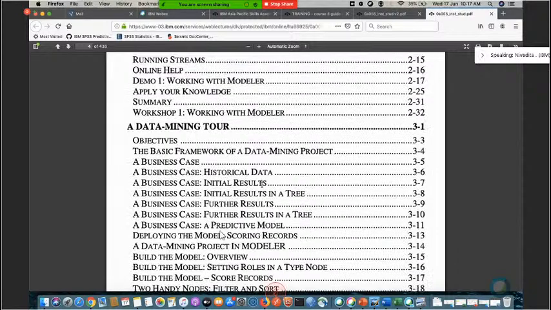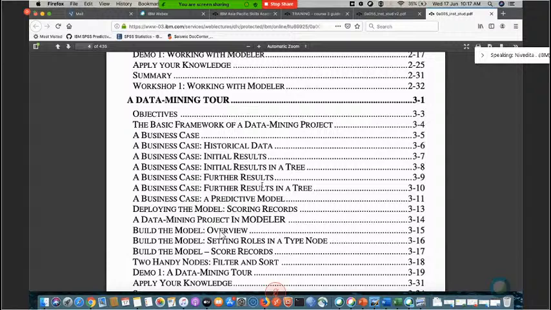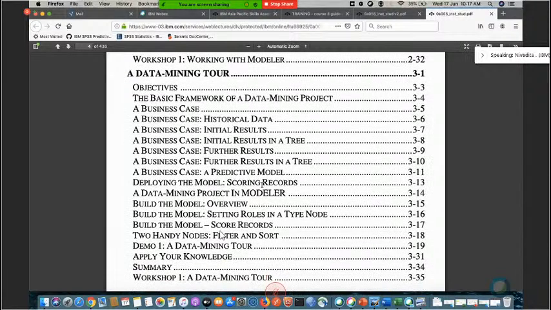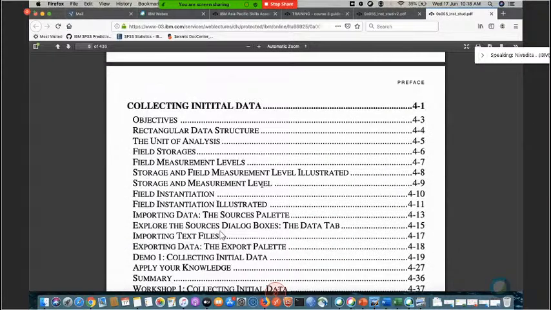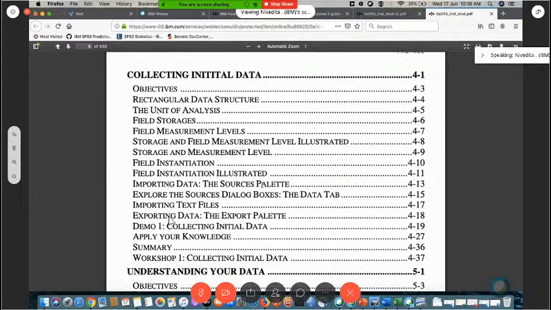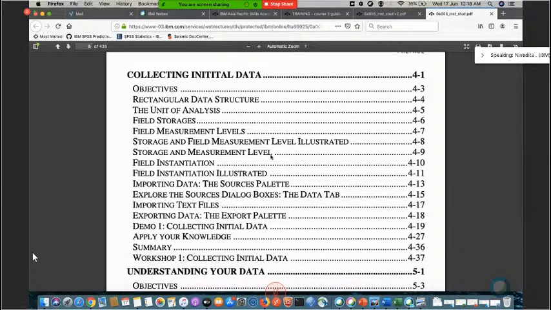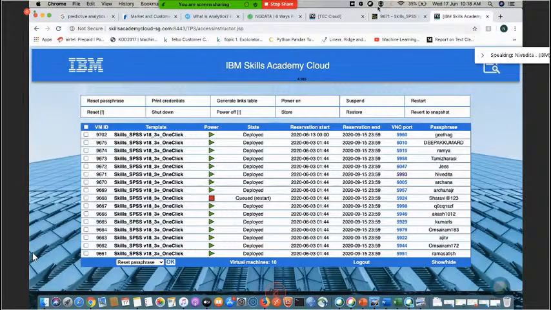So I am going through the module only, but I'm not telling you verbatim, text by text. I will cover a concept and tell you where it lies. For example, collecting initial data. I have told you storage, field storages. This is the type node, storage and field measurement level. I also covered importing the files, importing the data, the sources palette. We covered this, right? You remember?